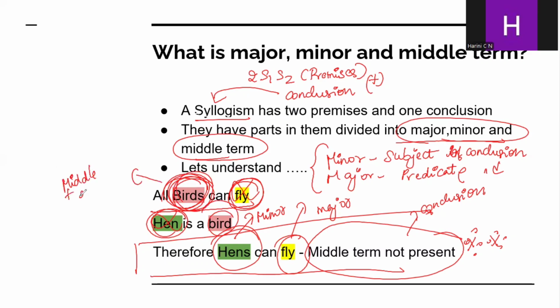So this is the basic meaning of the subject and predicate, which has the major and minor in the conclusion, and the middle term will not be present in the conclusion. The middle term will be present only in the premises. This is a very basic concept anybody should know.